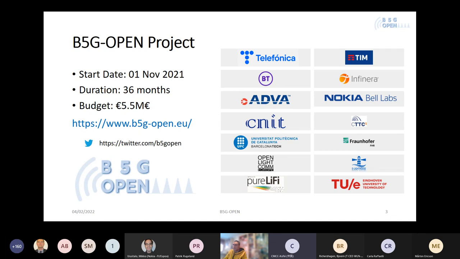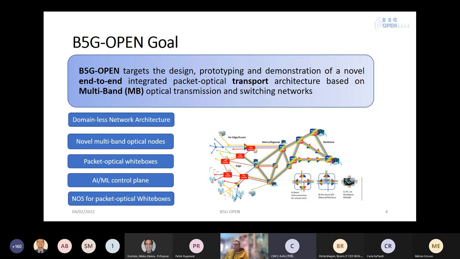So we have the project for 3 years, and we have partners also across Europe. So mainly we are network operators, so Telefonica, BT, and Telecom Italia. We have vendors such as Nokia, Infinera, and ADVA, research centers and universities, and also some SMEs focused on new access technologies, for example, pureLiFi, or on optical equipment. Here also you have the web if you want to look into it.